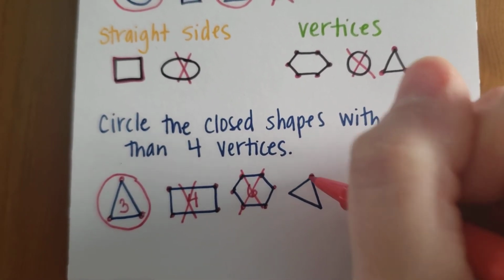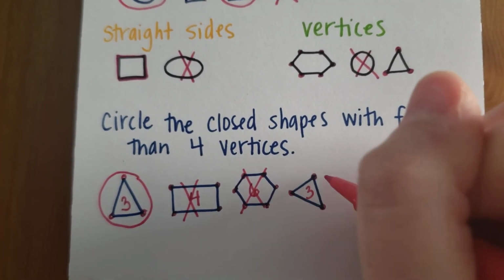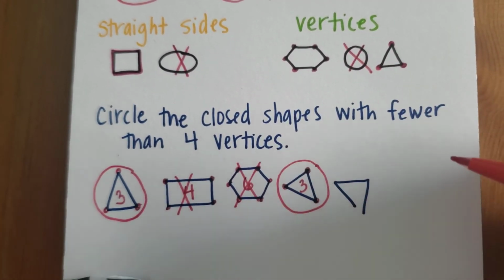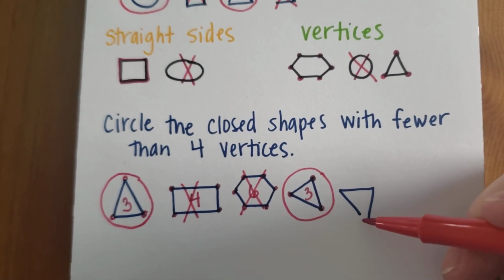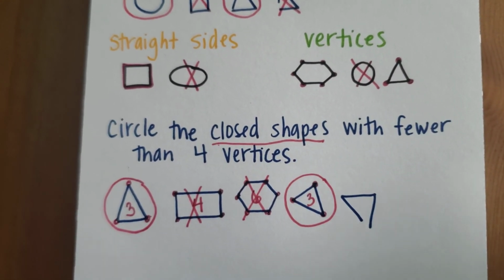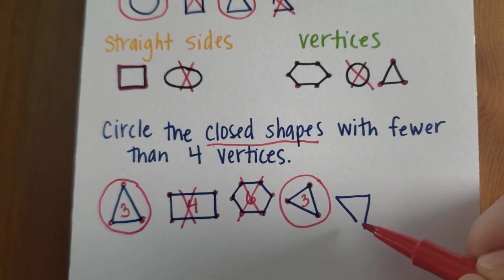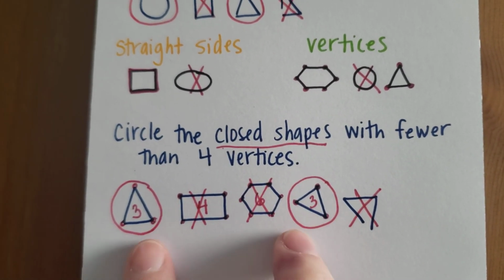And here I have 1, 2, 3. Yep, that is fewer than 4, so I'm going to circle that one. And then I'm going to look here, and I'm like 1, 2. Well, this one would have 3, but one of my expectations is that it's a closed shape. This shape is not closed. It has that hole there. So that is not one of my shapes. So it would only be these 2 shapes.